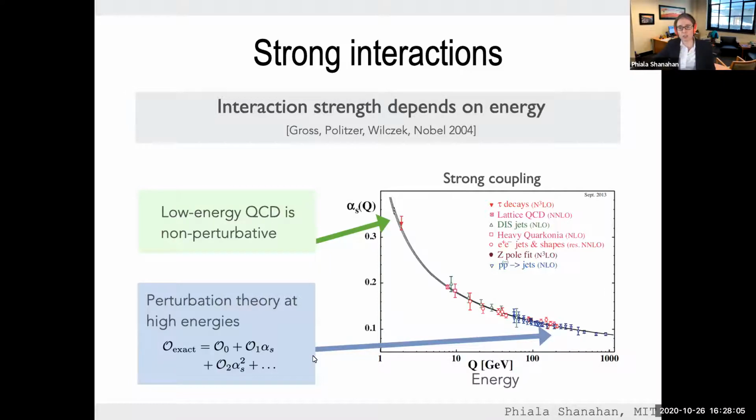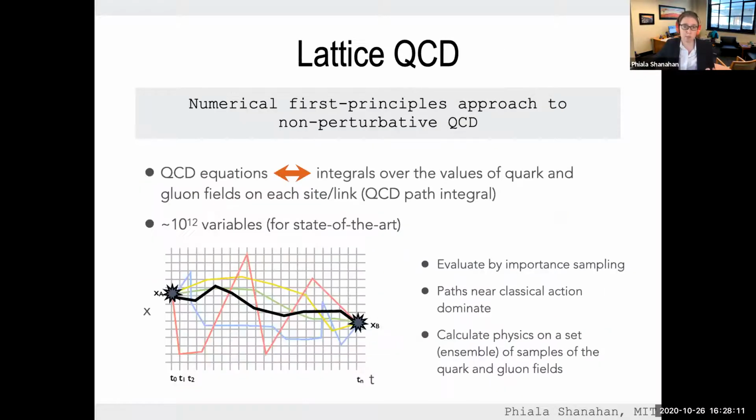So the only known systematically improvable way of studying QCD, the theory of the strong interactions in this low energy regime, is via a numerical method known as lattice QCD, lattice field theory. And the idea is quite straightforward. You can't do a perturbative expansion. You want to solve this non-perturbatively. You put the equations of QCD onto a space-time grid, a discrete grid, and then you solve them numerically.